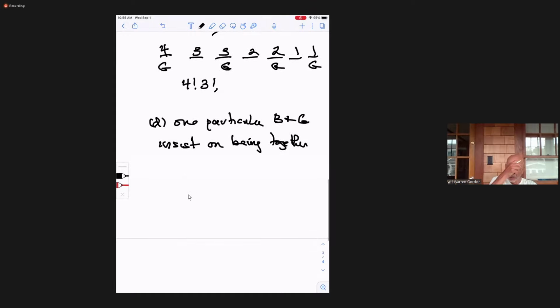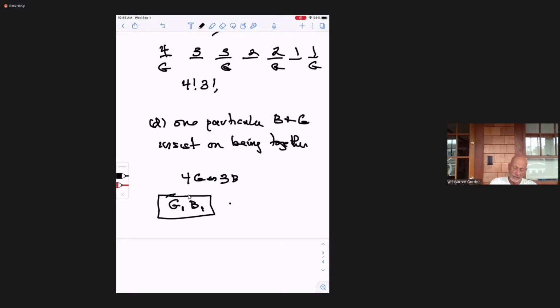Okay, so here's what you do. We have, what was it, 4 girls and 3 boys, right? So let's choose one of the girls and one of the boys and think of them as being a single unit for now. And then what's left will be 3 girls and 2 boys, right?